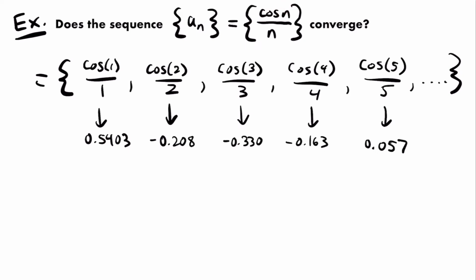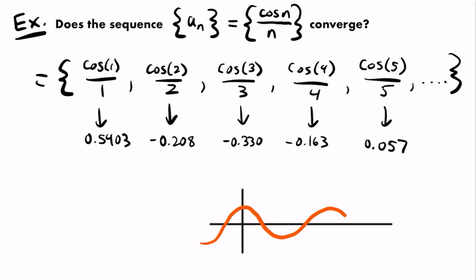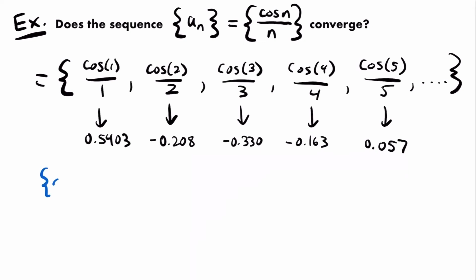Remember that cosine oscillates between positive 1 and negative 1? If you were to look at the graph of cosine, it would look something like this. It would keep oscillating around the x-axis from the values of y equals positive 1 and y equals negative 1, and so it makes sense that these values would also oscillate between being positive and negative. Okay, and so because of that, we will say that a sub n is not monotonic. It oscillates between positive and negative values, meaning that it increases and decreases and increases and decreases. It doesn't just go one direction.